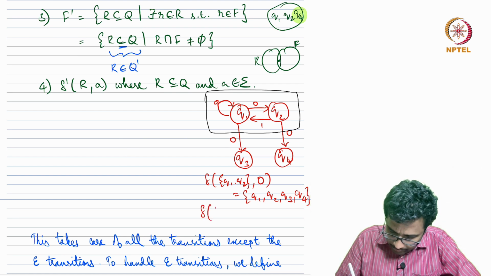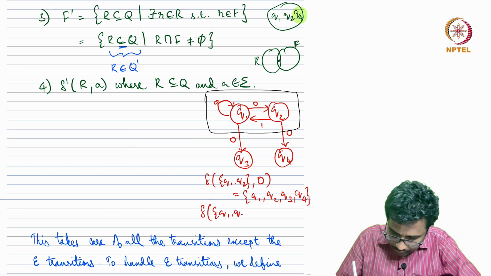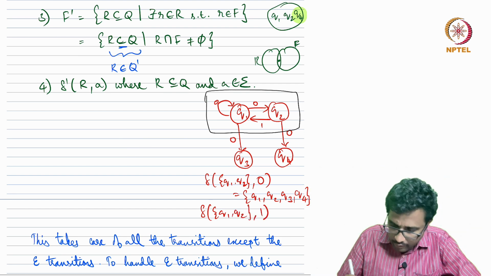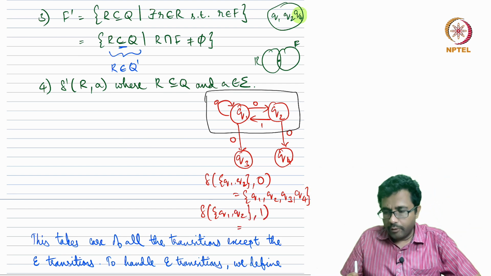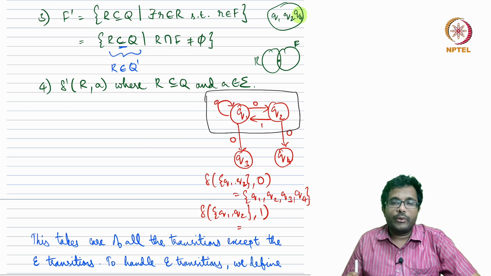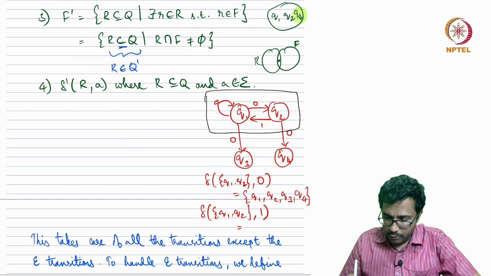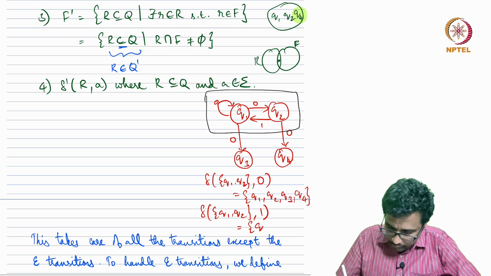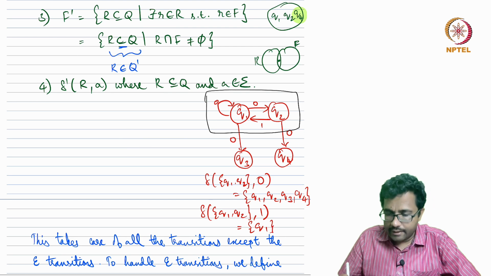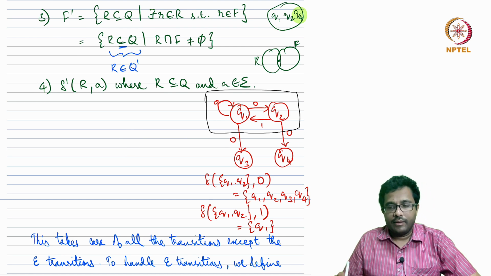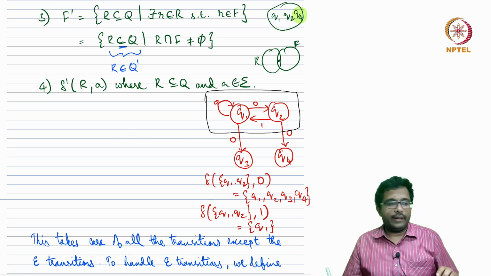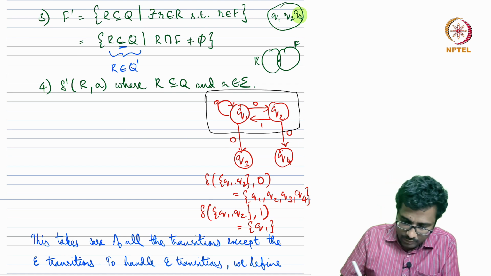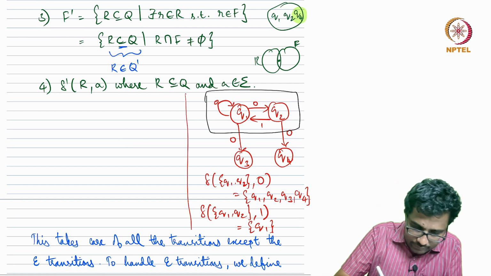What about delta of Q1, Q2 if you see a 1? If you are at Q1, 1 doesn't take you anywhere. If you are at Q2, 1 only takes you to Q1. So it is just a singleton set containing Q1. Right? So this is how you define transitions. So let us see how to more formally define it.